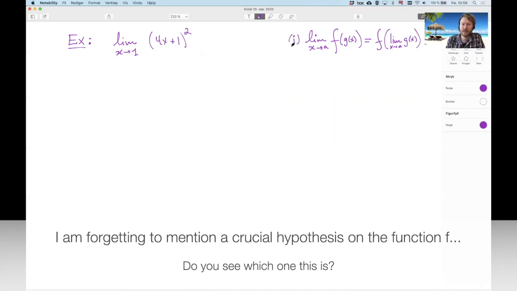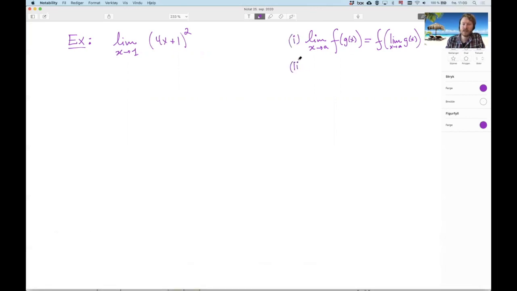Let's call this 1. And another way of expressing this is to say that if the limit as x tends to a of g of x is equal to b, and the limit of f of u when u tends towards b is equal to L, this implies that the limit as x tends towards a of f of g of x is equal to L. So these two ways are not equivalent, but both are true and both make sense, but they're useful in slightly different situations. But here we can use both. So let's try to use both.